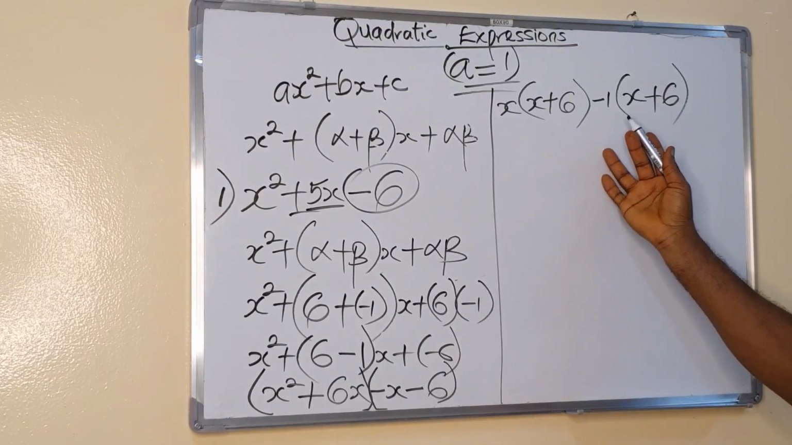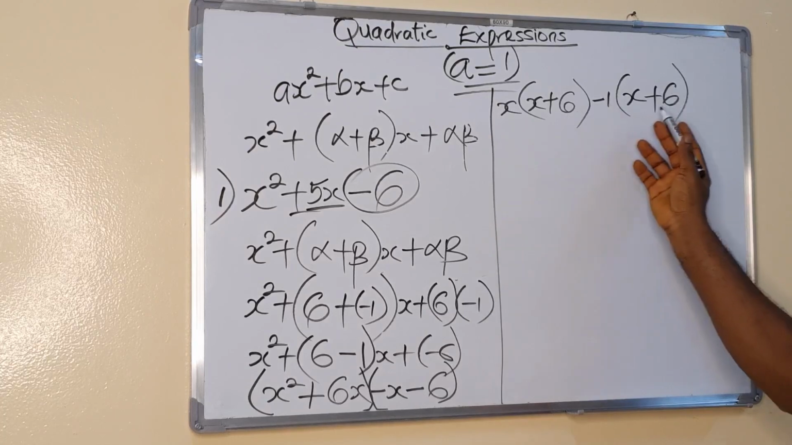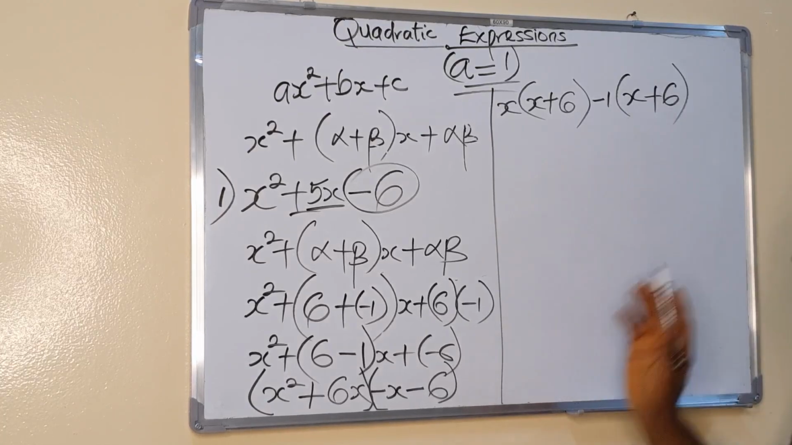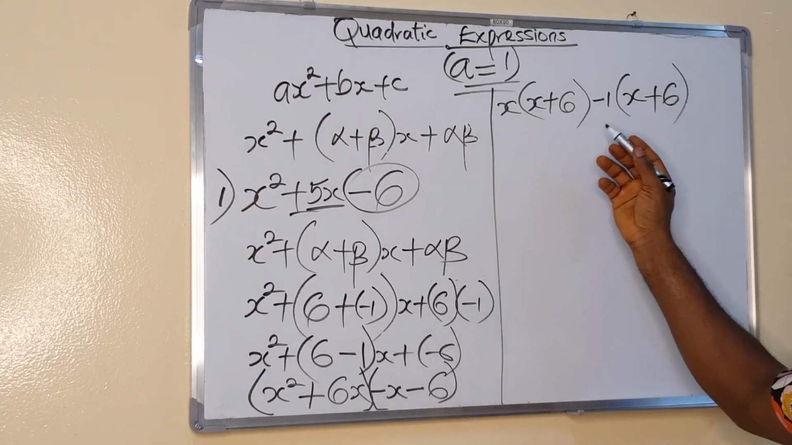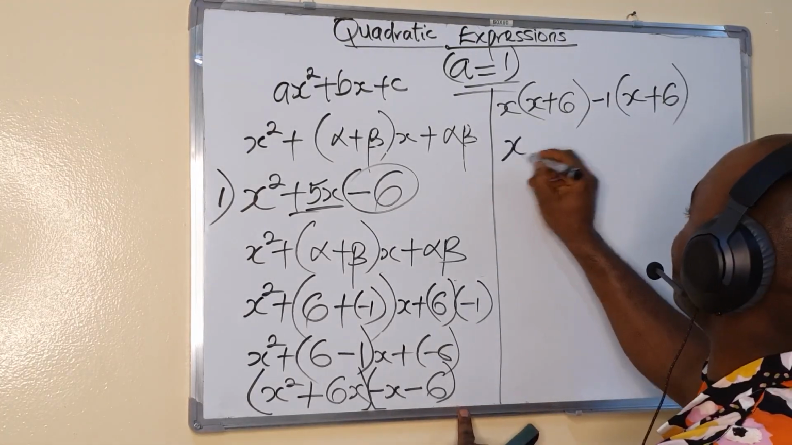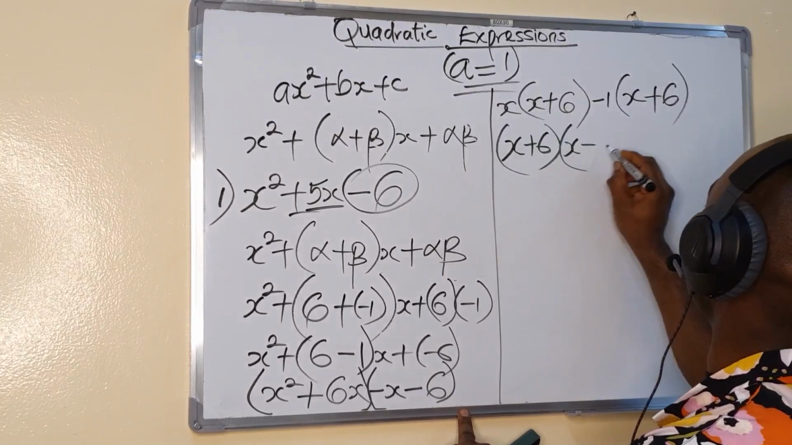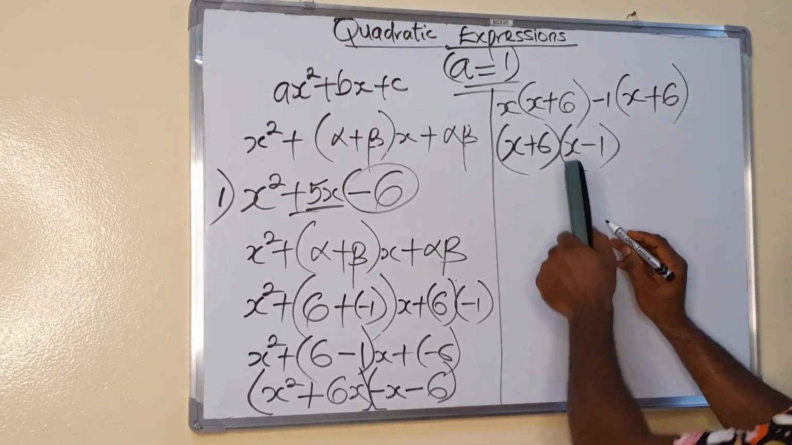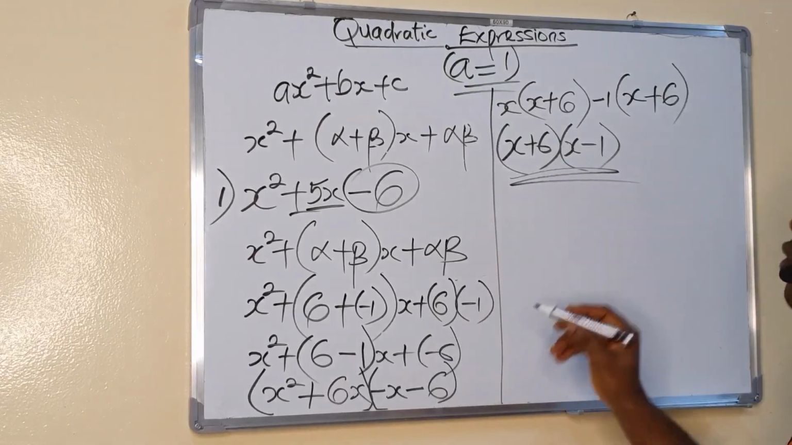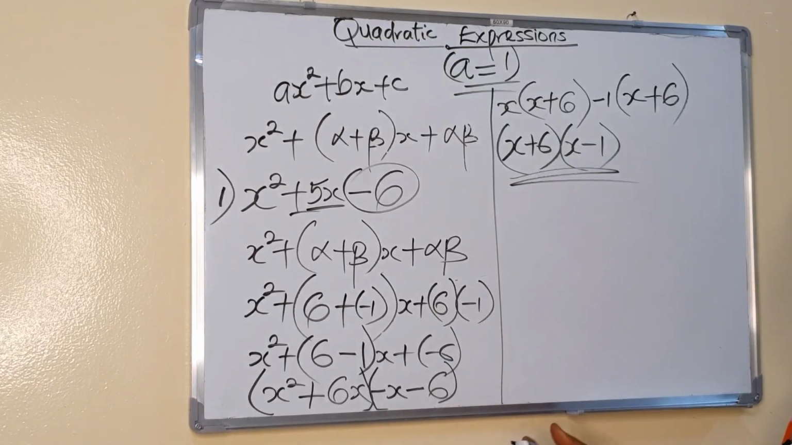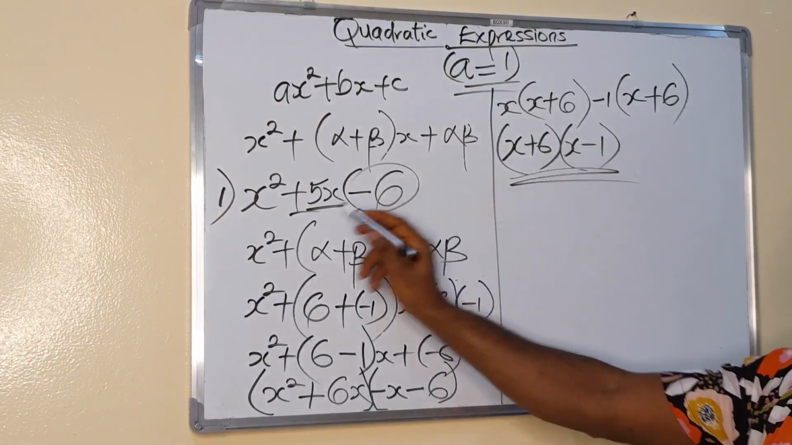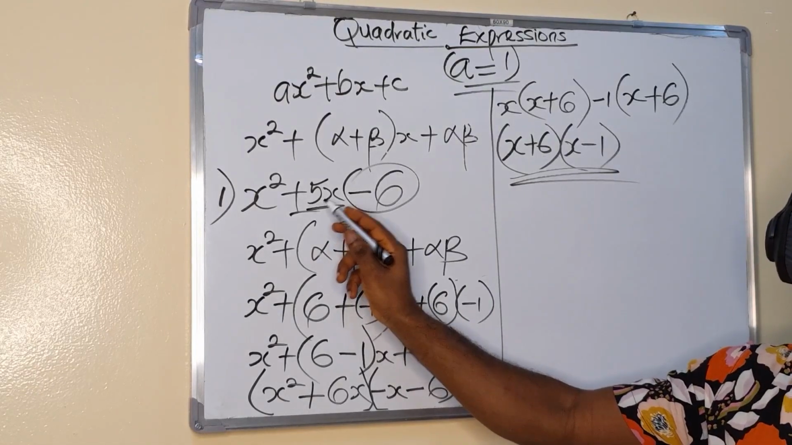Now at this level, you notice that the expressions inside the bracket are exactly the same thing, which means they are common to both x and -1. Hence, we can factor them out as (x + 6) in one bracket and open another bracket, (x - 1). When both of them are expanded further, you will notice that you only end up getting back the question from where you started.